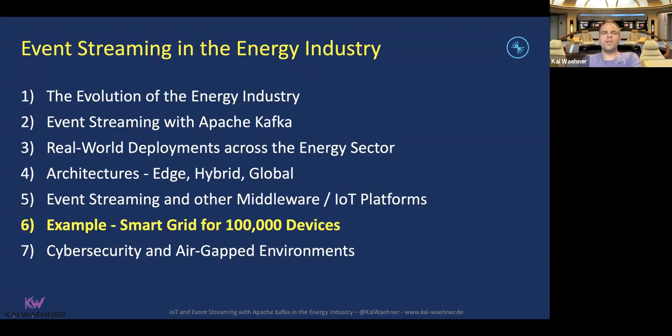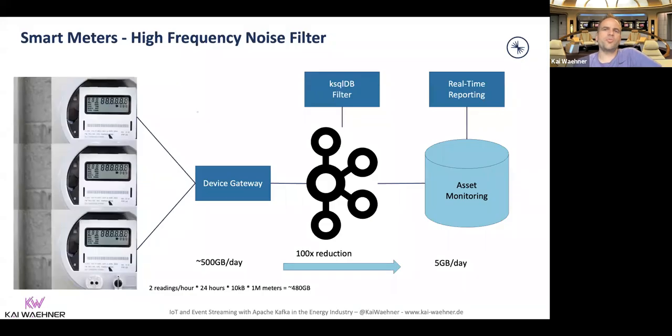So with that, let me quickly talk about an example for how you could build a smart grid for thousands of devices. So this is really just now high level to show you the idea behind that. If you, for example, have smart meters and then a device gateway, then you could consume the data with Kafka and pre-filter it there. Because this is typically high volumes of data, and most of that is not interesting. So you process it, but then you throw most of the data away and only send the aggregated interesting data to the other system, like an asset monitoring tool.